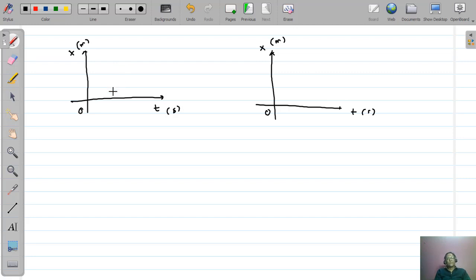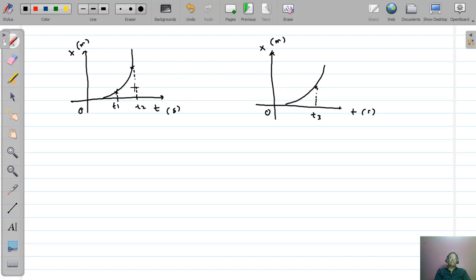Now suppose the position time graph is this, and we have to find the average velocity between time t1 and say t2. And similarly, we have to find the instantaneous velocity at this time, say t3.